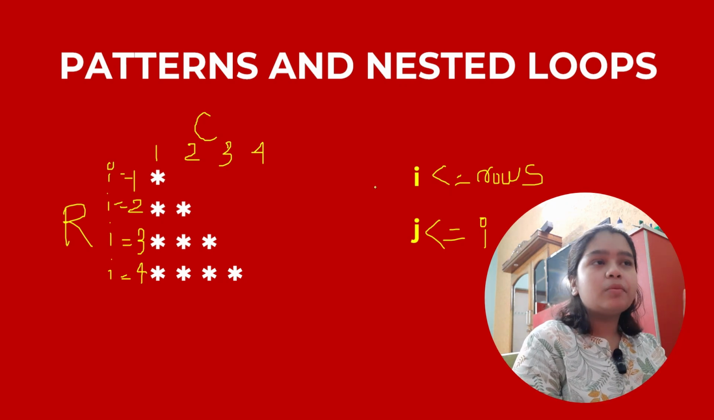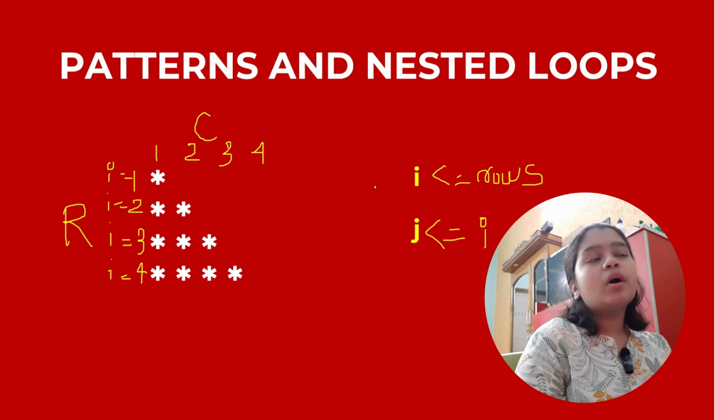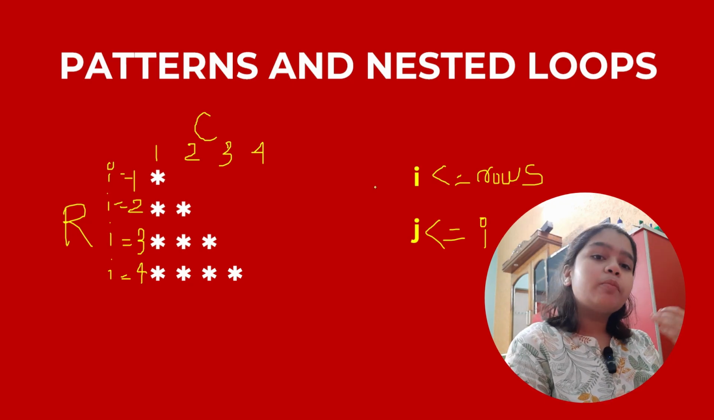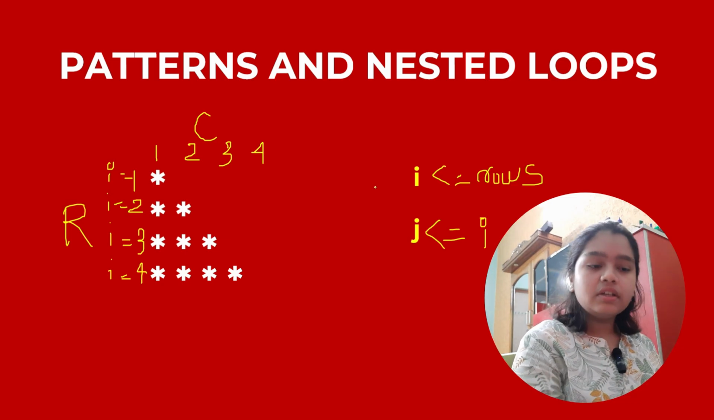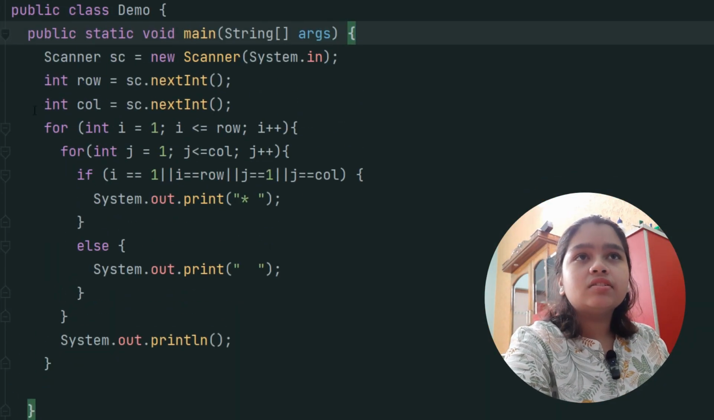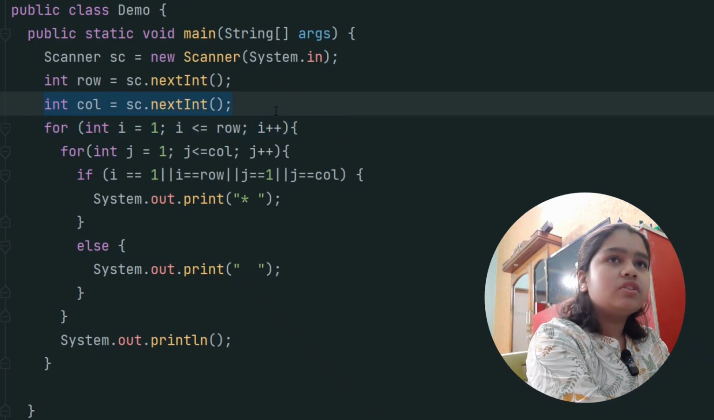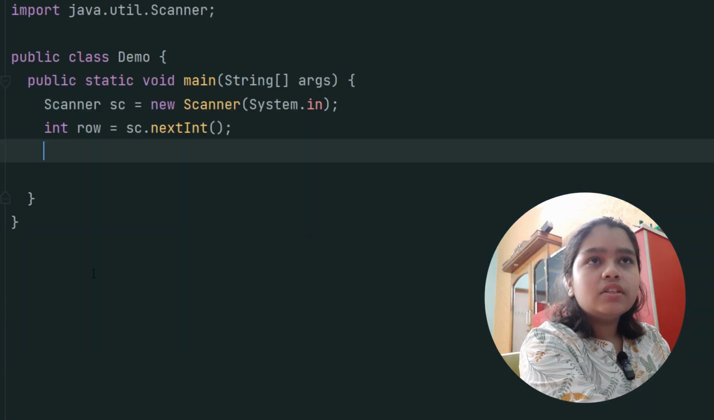I mean, i should run up to rows obviously because it is operating the rows, and j should run up to i because it will print the stars per row. Got it? If you try to write this, here you don't need columns, you just need the rows. Okay, let us delete this.